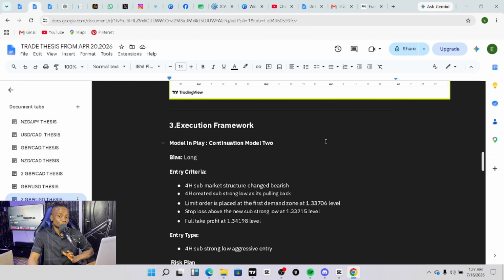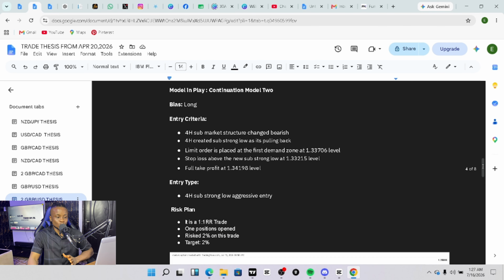Then this is our execution framework. This is the execution phase where we go through all our checklists for execution and make sure that the particular opportunity we are looking to trade meets all these checklists. You can see here we ask of the model in play, the bias, which is long, the criteria we list here, and the entry type we use. In this case, this is aggressive entry.